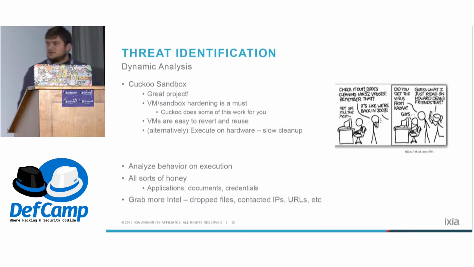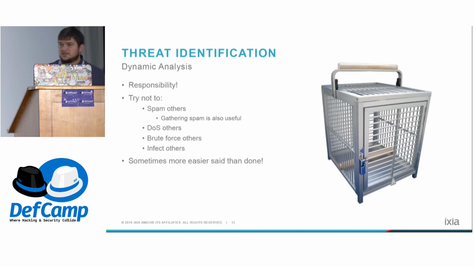So, as you might imagine, dynamic analysis offers great power, and as the old saying goes, with great power comes responsibility, right? Because you are executing malware and you would like to prevent some things from happening. So it's nice not to spam others, because overloading the internet is not very nice. If you don't care about the niceness thing, just think that gathering spam is useful for threat intelligence. It can offer a lot of insight.